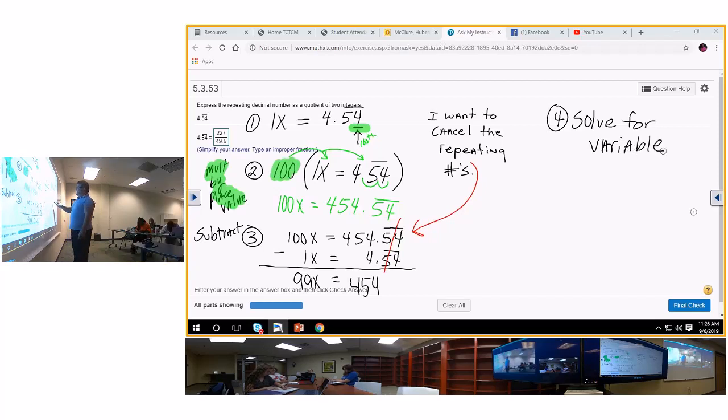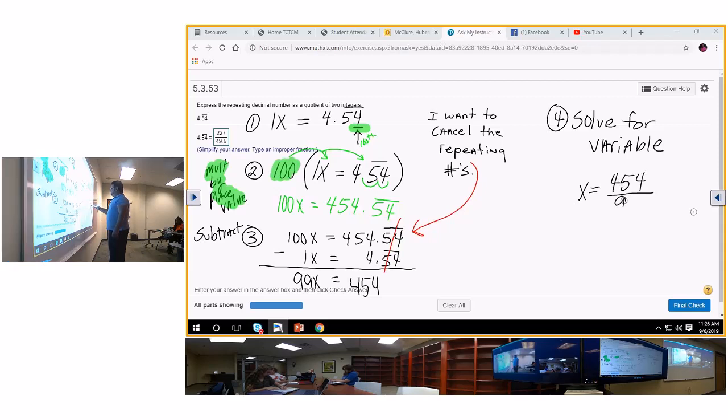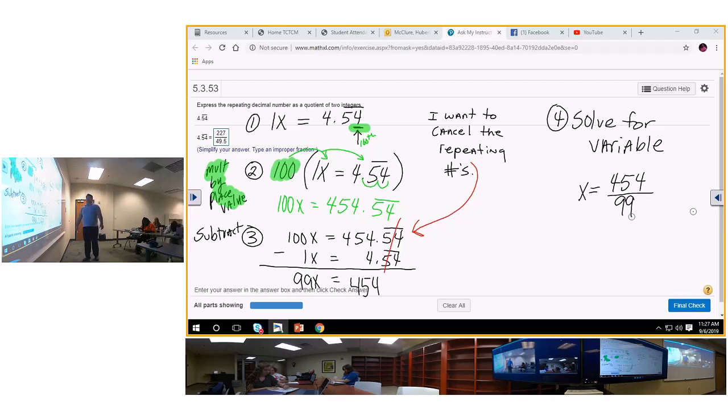So in this case, x is equal to 454 over what? 99. And you can reduce that if possible. The only thing that will go into 99 is what? 9 and 11. So you have to see if 9 or 11 will go into 454. 9 won't go into 454. 11 won't go into 454. So you're done.